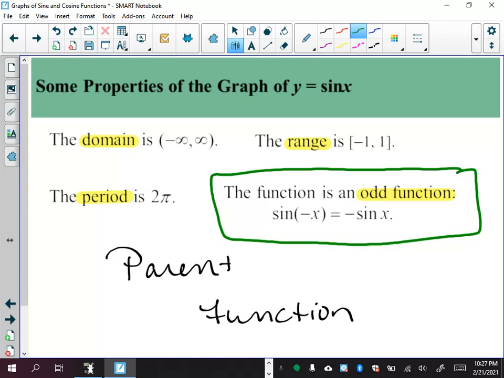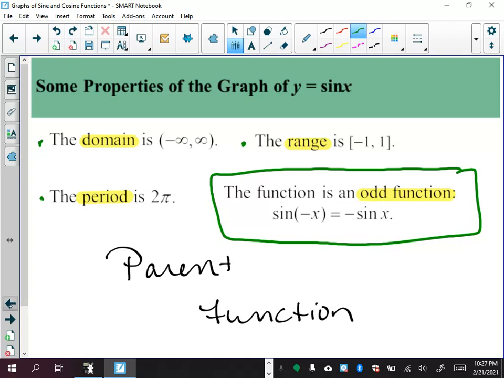Okay. Now, here's what is different between the sine and cosine graphs. So, as of right now, the domain, the range, and the period are the same for both sine and cosine. The sine graph is an odd function. So basically what that means is, since it's an odd function, if I was to substitute that negative x in, I get a negative sign back.